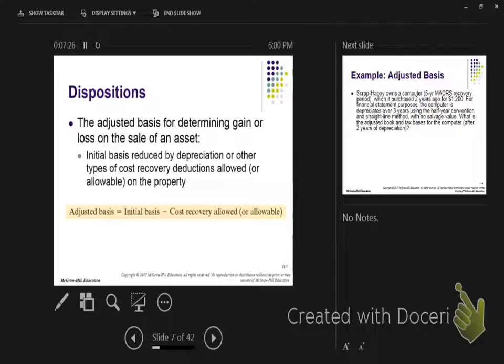So in the end, the adjusted basis for determining the gain or loss on an asset is going to be the initial basis, whatever it is when we bought it, minus any cost recovery allowed. What is cost recovery? For the most part, when I'm talking about an item, what are we talking about with cost recovery? We're talking about property. We're talking about, what is it?